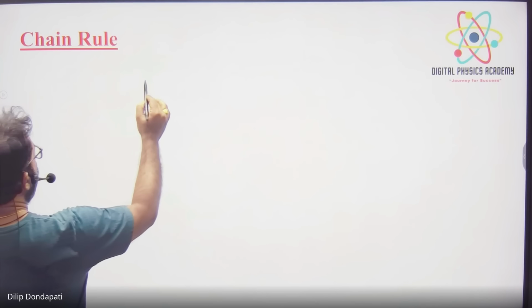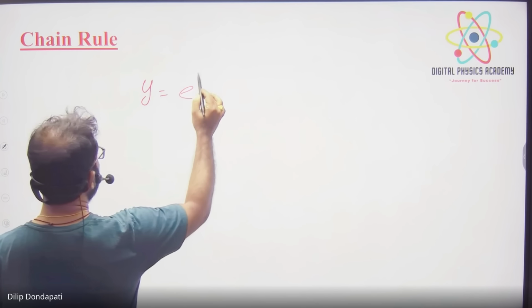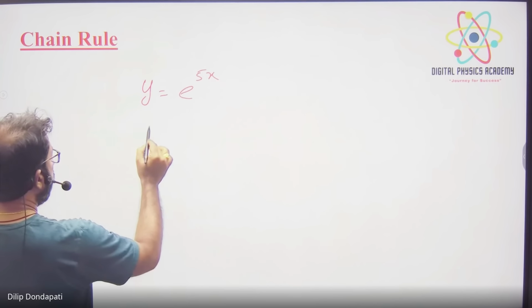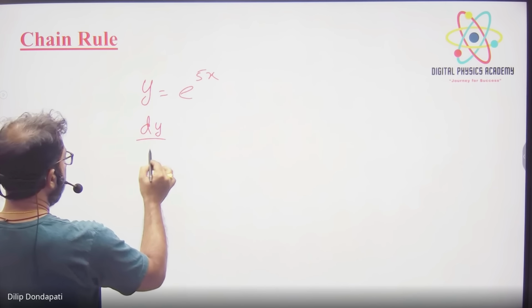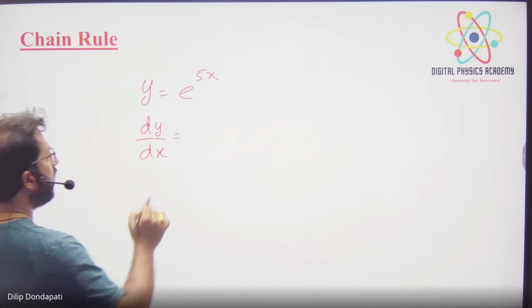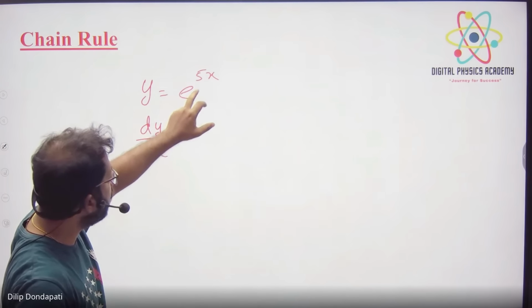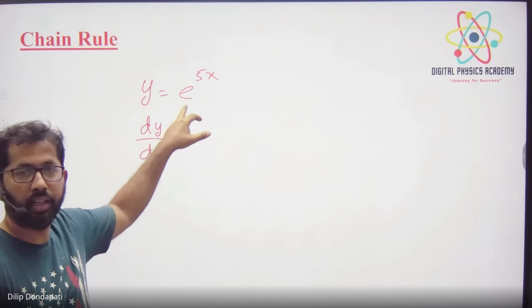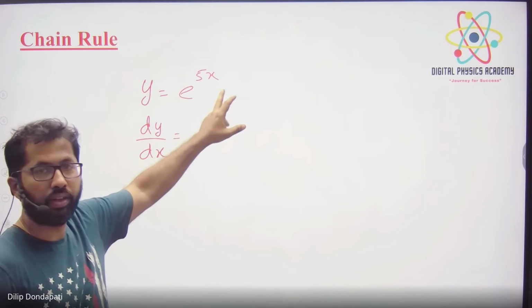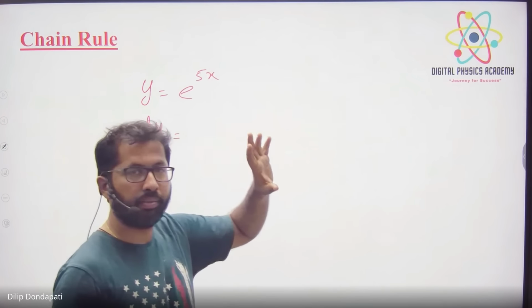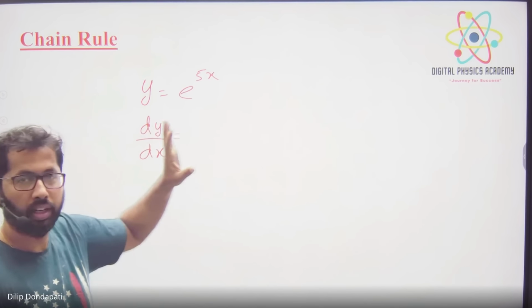Suppose y is equal to e power 5x. I want to differentiate dy by dx. What do we have to do? Whether this is in the standard format. E power x, we have a formula for e power x, right? But e power 5x, e power 10x, is not there. So what do you do?